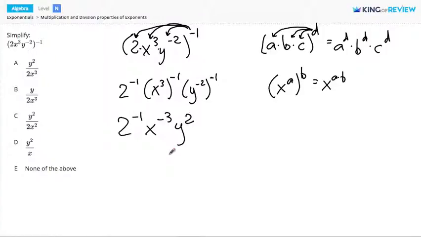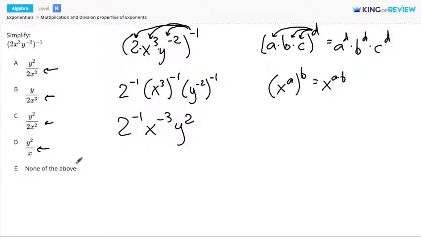Now the only thing left to do is deal with these negative exponents. Notice, in all of these answer choices, none of the exponents are negative. And that's something we usually try to do. We don't like negative exponents. They don't operate as nicely as positives. What they mean is that we want to take the reciprocal.